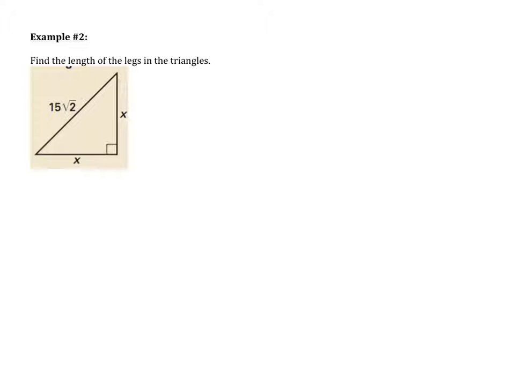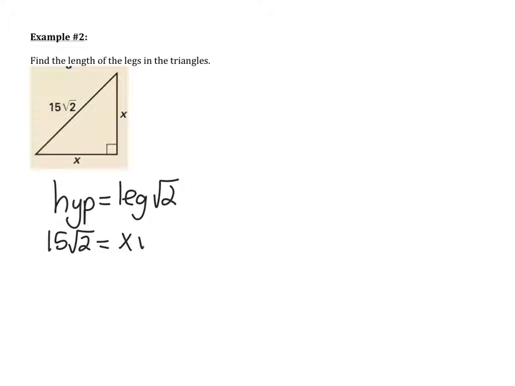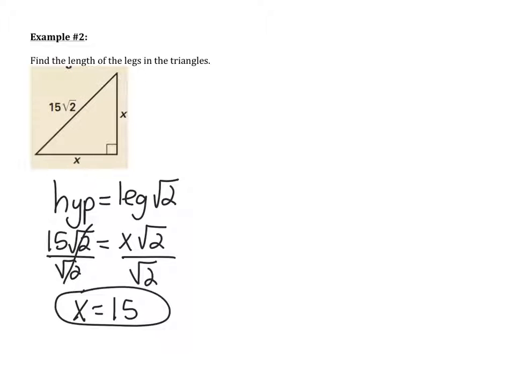So again, if you start off with that formula that the hypotenuse is equal to a leg times the square root of 2, we know that the hypotenuse is 15 square root of 2, and the leg is x. So I just need to get x by itself. So I would divide by the square root of 2. Those are going to cancel, leaving me with x equals 15. You could have just done this in your head, knowing that the hypotenuse is the length of the leg times the square root of 2. You could have just dropped that square root of 2 off, knowing then that both legs would equal 15.